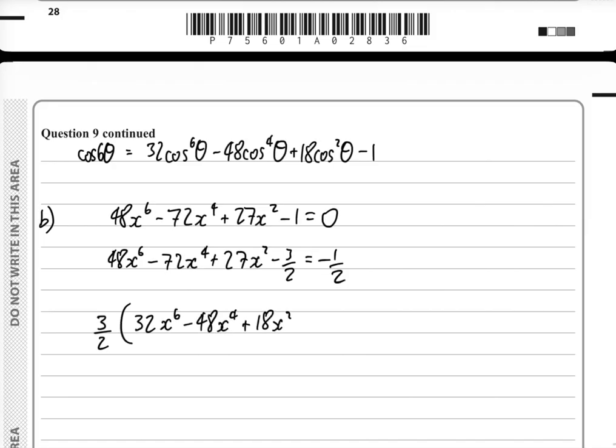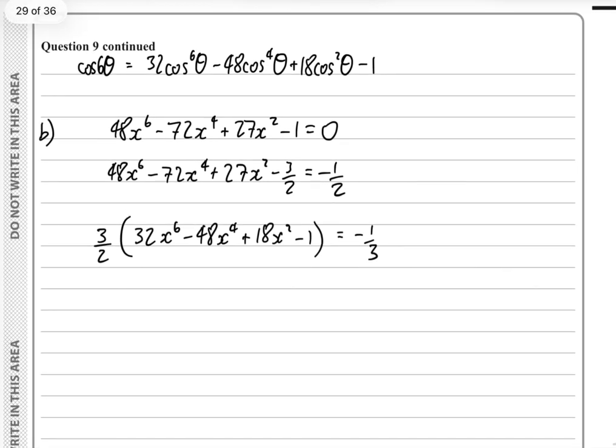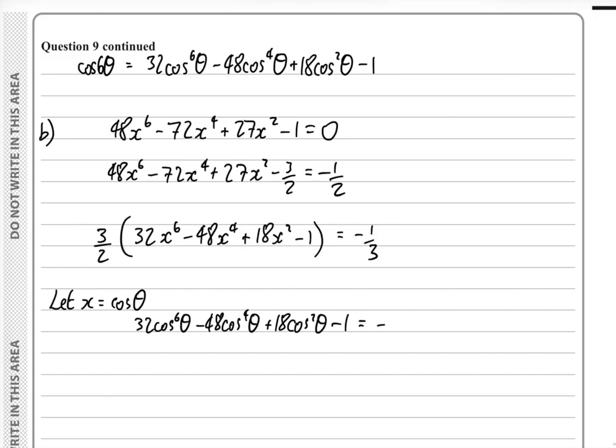Now that might not be the way that you think of it, and that's fine, there are other ways to think of it. Now I'm going to let x equal cos theta, and at the same time I'll take the 3 over 2 on the other side, so that'll give me 32 cos 6 theta minus 48 cos 4 theta plus 18 cos squared theta minus 1 is equal to minus 2 over 9.